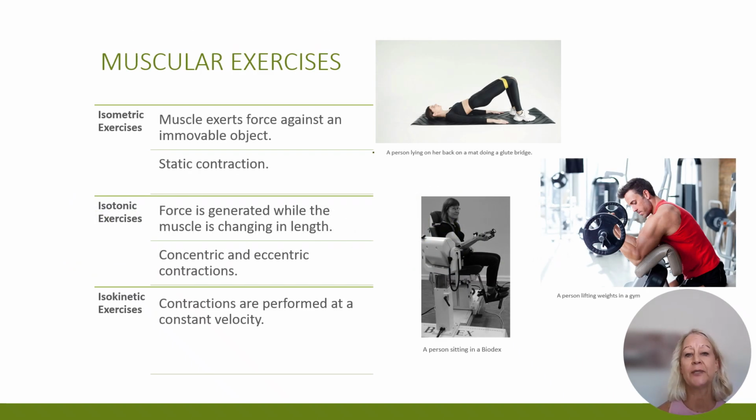The three fundamental types of muscle exercises are isometric, isotonic, and isokinetic. Understanding these will change the way you think about your workout. Now, isometric exercises are where your muscle exerts a force against an immovable object. It's a static contraction. Static means no movement, and contraction means the muscle is tensing up.